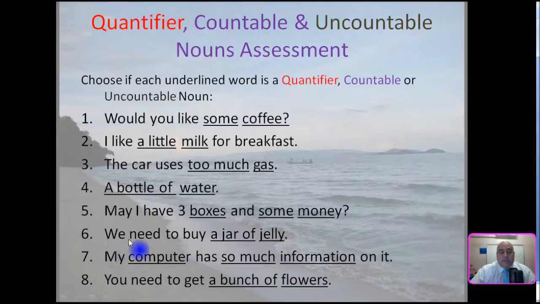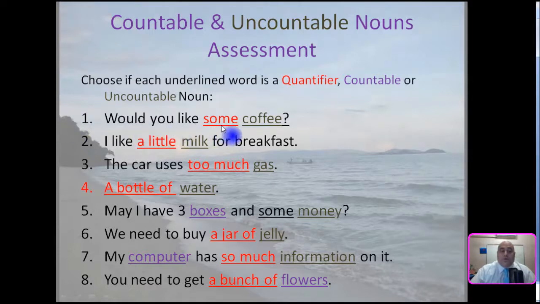Number 6, we need to buy a jar of jelly. Number 7, my computer has so much information on it. Number 8, you need to get a bunch of flowers. You can pause the video to take your time and please identify what the underlined words, which ones are countable, uncountable nouns, or quantifiers. Okay, let's see what the answers are.